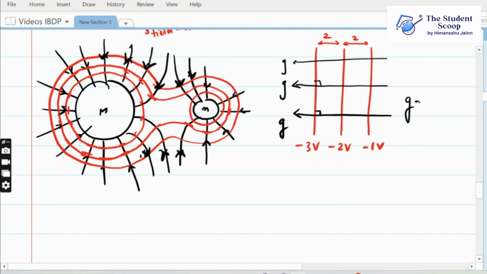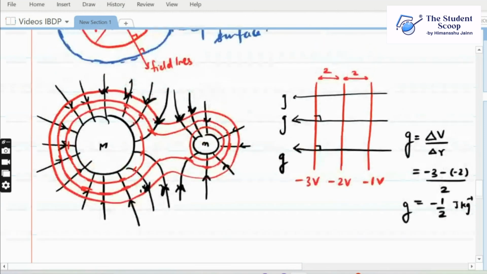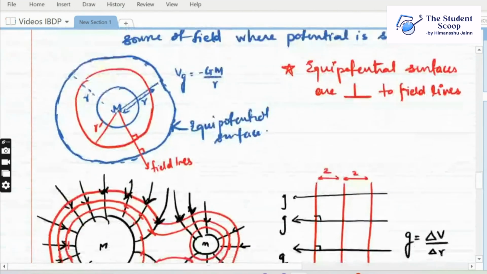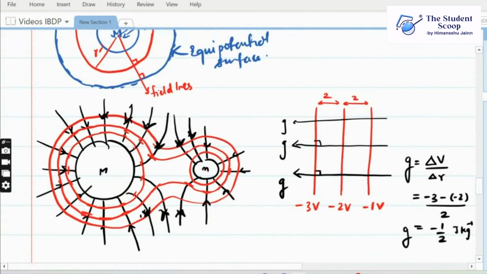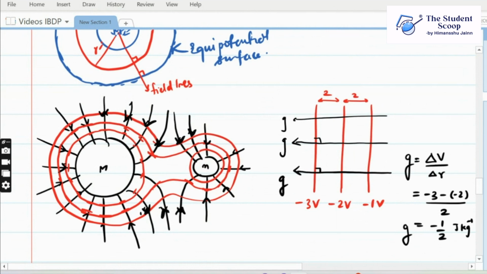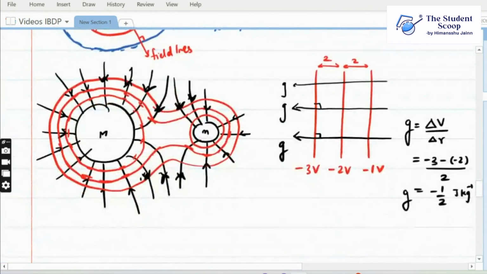Now, can we calculate the strength? Yes. All we need is the difference in V over the difference in r. For the difference in V, I can take any two lines, and the difference is 1. Like -3 minus -2, and the distance between those two lines is 2. So it will be -1/2. This is how we can calculate exactly where the lines are located and whether it is equipotential or not. We can confirm that if the gradient of those lines is 0, or if we calculate the difference and that is 0, in that case the gravitational field strength will also be 0.